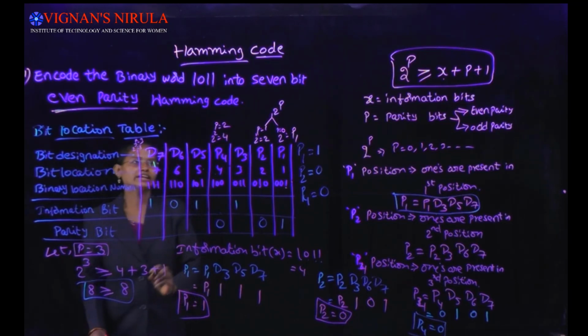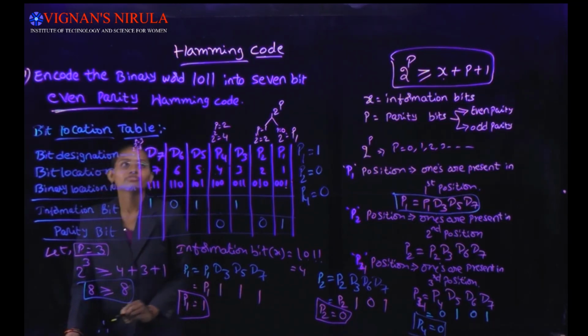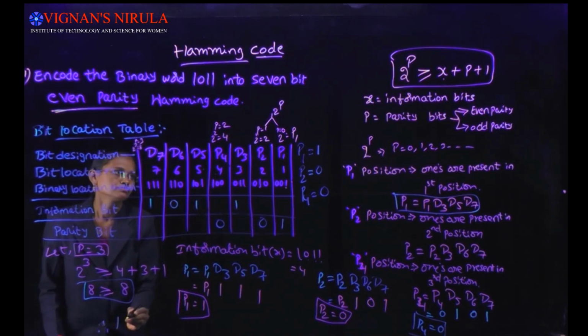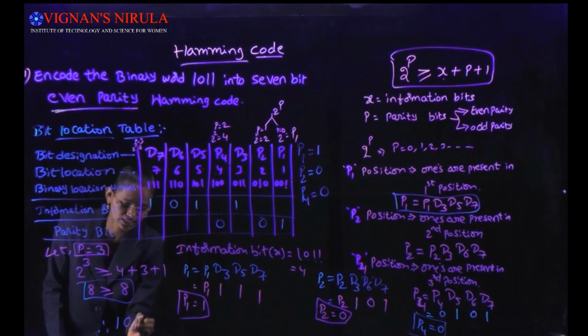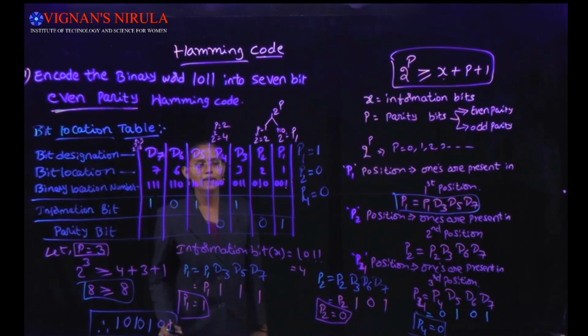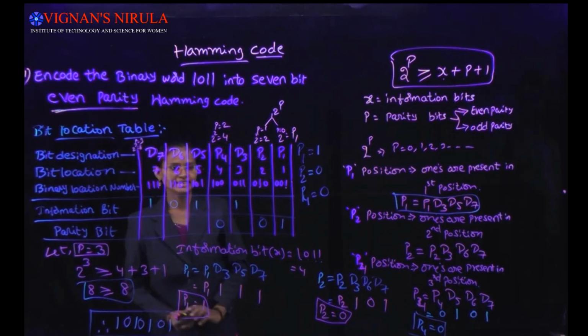And finally, the bits are P1 is 1, P2 is 0, D3 is 1, P4 is 0, D5 is 1, D6 is 0 and D7 is 1. This is the final code word. This is the Hamming code, where the given problem uses even parity.